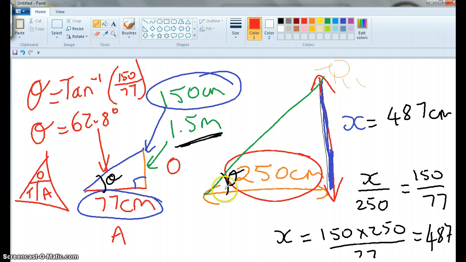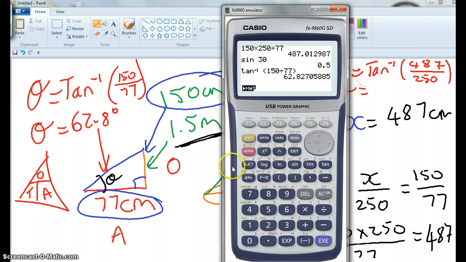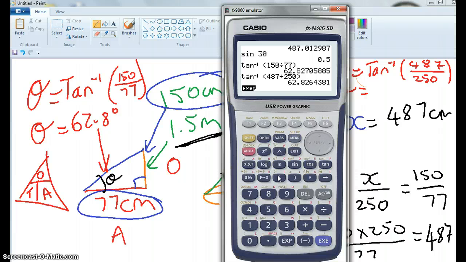What would happen if I did the same for this triangle? If I said theta equals inverse tan, what would I put in there? Opposite, 487 over adjacent, 250. Theta equals, and so I go shift tan bracket 487 divided by 250, close the bracket, and I get 62.8.